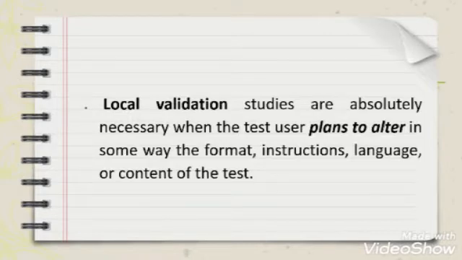We also have what we call local validation. These studies are absolutely necessary when a test user plans to alter in some way the format, instructions, language, or content of the test. Local studies would be necessary if a test user sought to use a test with a population of test takers that differed in some significant way from the population on which the test was standardized. For example, a test user sought to transform a nationally standardized test into Braille because he or she wanted to administer this test to blind or visually impaired test takers.